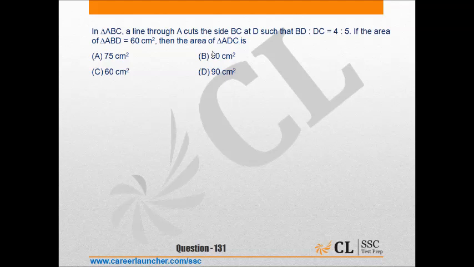This is a straight question of triangles, and the theorem says that the ratio of the areas of the two triangles is equal to the ratio of the bases. So if the ratio of the bases BD to DC is 4:5, then the area of triangle ABD to the area of triangle ADC should also be equal to 4:5. This value is 60, so this has to be 75. Answer is A.